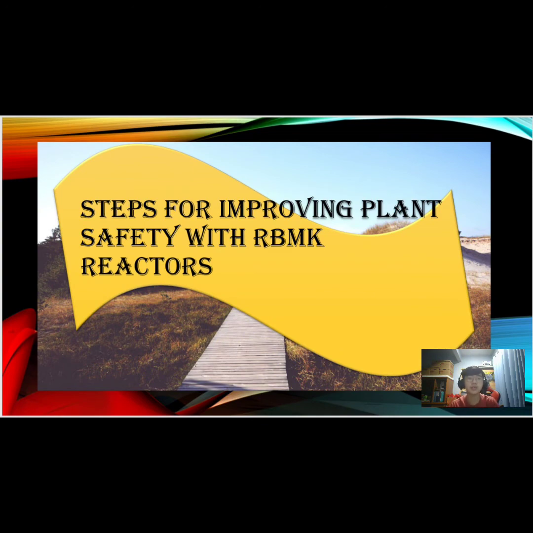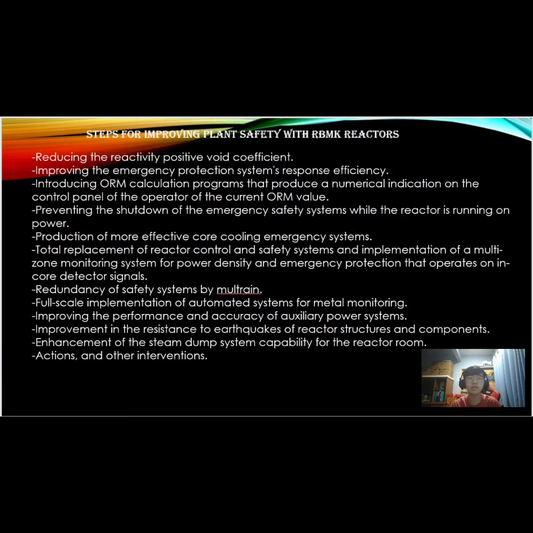Alright guys, let's start with the steps for improving plant safety with RBMK reactors. The first step is reducing the positive void coefficient of reactivity. Secondly, improving the emergency protection system's response efficiency to avoid the accident happening again. Thirdly, introducing ORM calculation programs that produce a numerical indication on the control panel of the operator of the current ORM value. Fourth, preventing the shutdown of the emergency safety systems while the reactor is running on power.